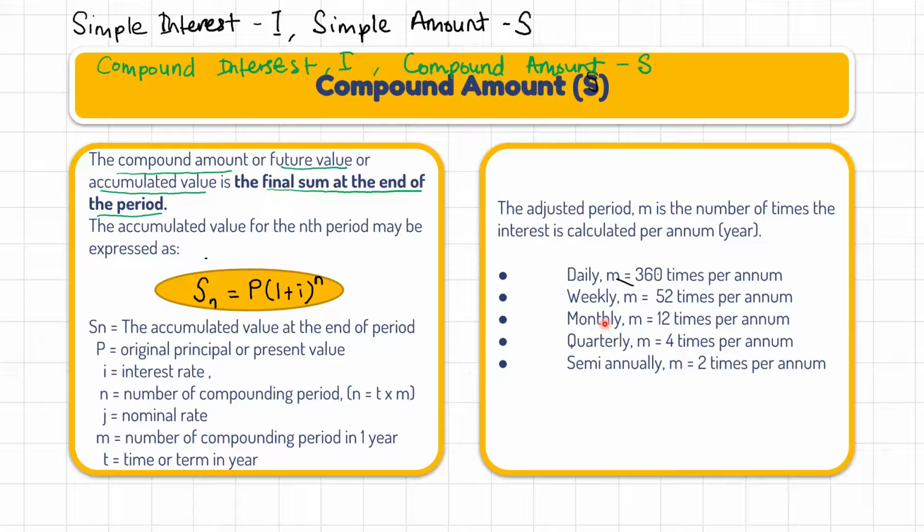Since in 1 year we have 12 months, compounded monthly means 12 times per annum. Quarterly, your m will be 4 times per annum. Semi-annually, your m will be 2 times per annum. So this is the indicator for the compounding period that will be given in your question.